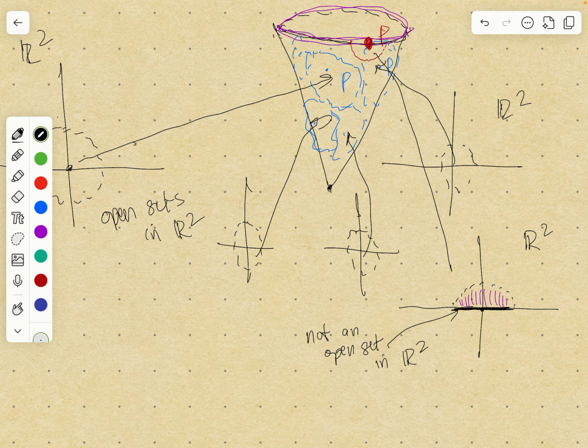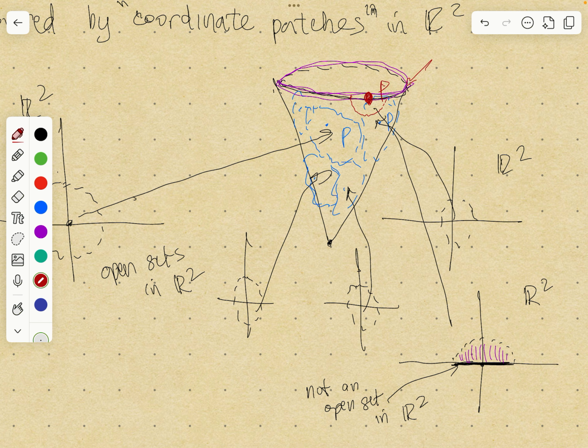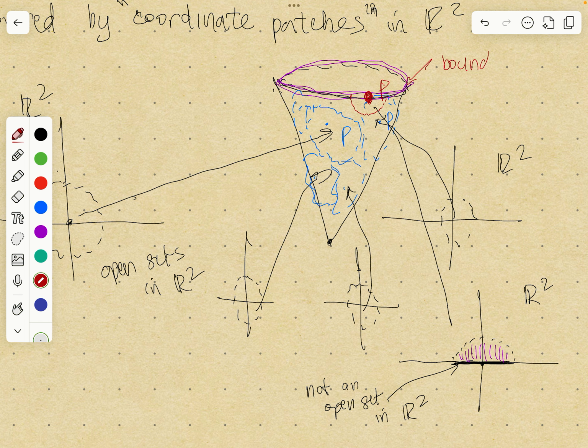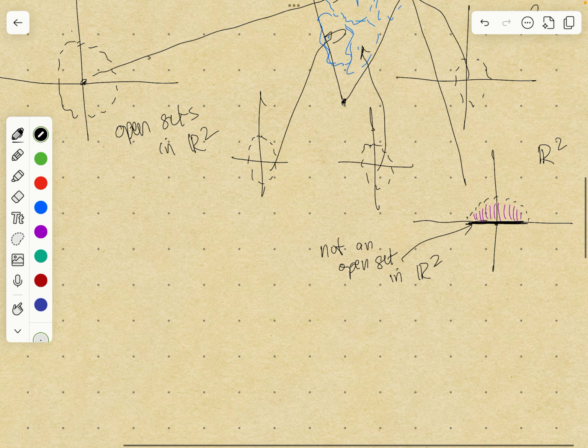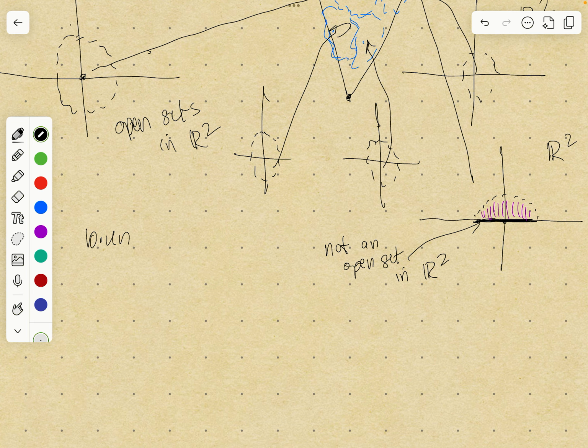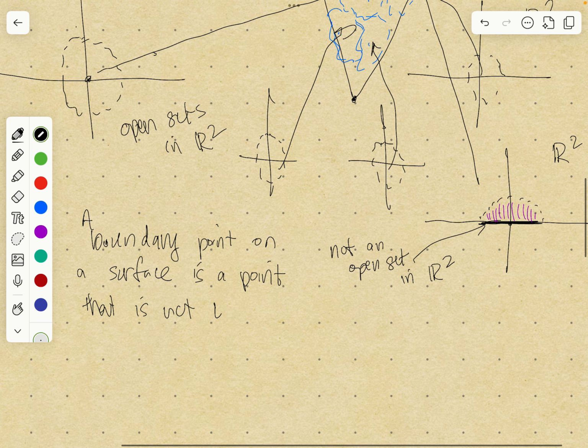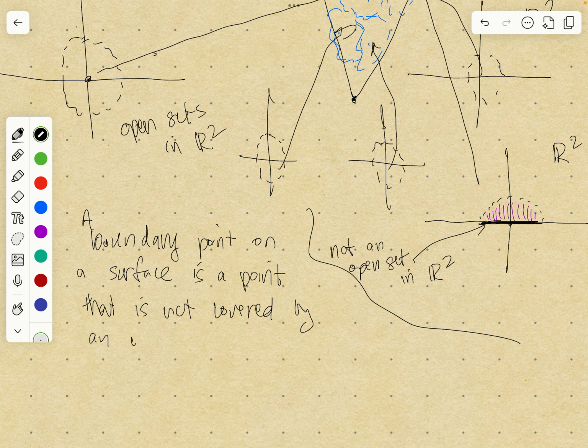And when you have something like that, the point is called a boundary point. So this point P is a boundary point. So a boundary point on a surface is a point that is not covered by an open set in R2.